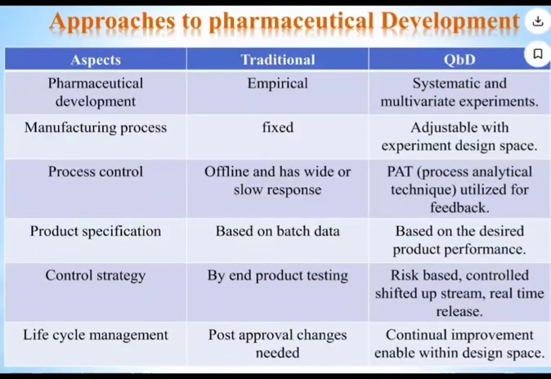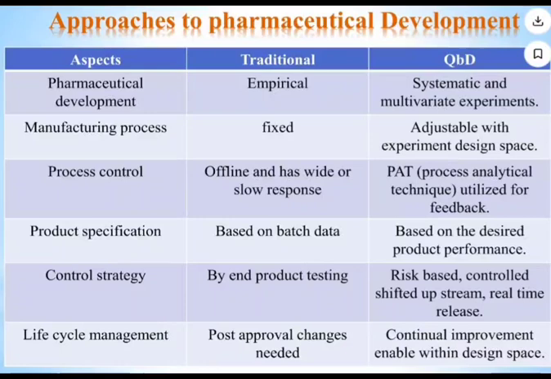Now moving to the next slide, which explains the difference between the traditional approach and the quality by design approach in pharmaceutical development. This table compares both methods based on several important aspects. First, pharmaceutical development. In the traditional approach, development is empirical, meaning it is mostly based on trial and error or past experience. Quality by design studies multiple factors at the same time to understand how they affect the product. Second, manufacturing process.